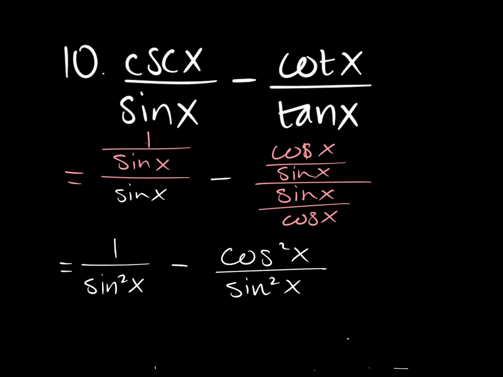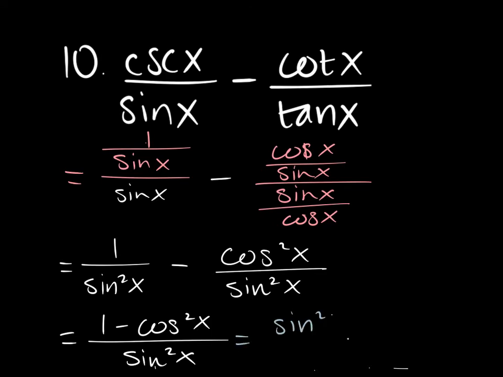I need to get a common denominator to subtract these two fractions, and lo and behold, the common denominator is sine squared x. So I get 1 minus cosine squared x over sine squared x. By Pythagorean identity, the numerator is just equal to sine squared x over sine squared x. So this is equal to 1.